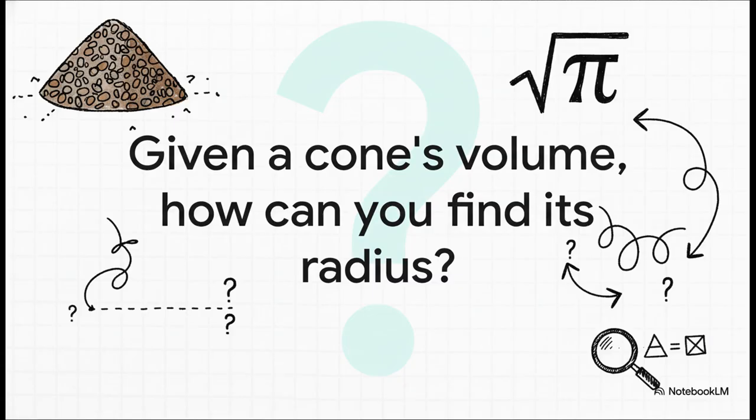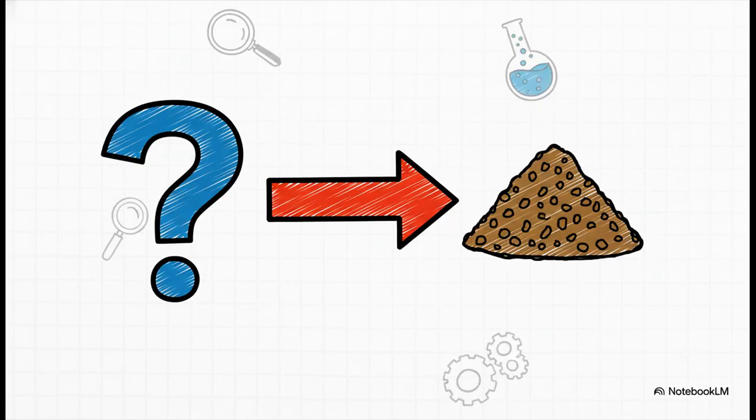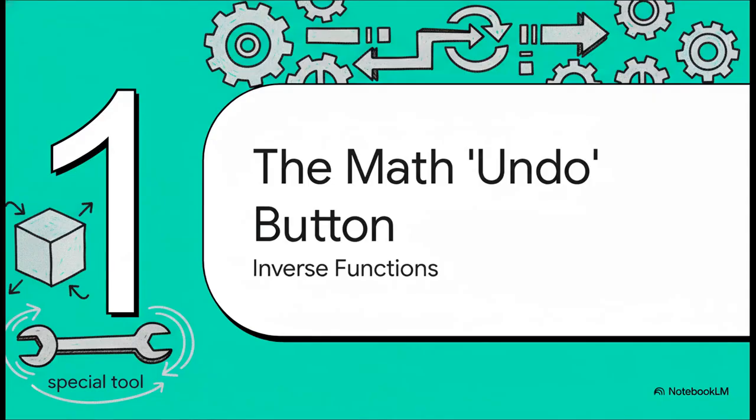Picture this, a big conical mound of gravel. We know exactly how much space it takes up, its volume, but what we need to figure out is its radius. So, where do you even start with that? This is what we call a classic reverse problem. We know the final result, the volume, and our job is to work backward to find the initial cause, the radius. And this kind of thinking isn't just for math class, it's a core challenge in science, in engineering, even in detective work.